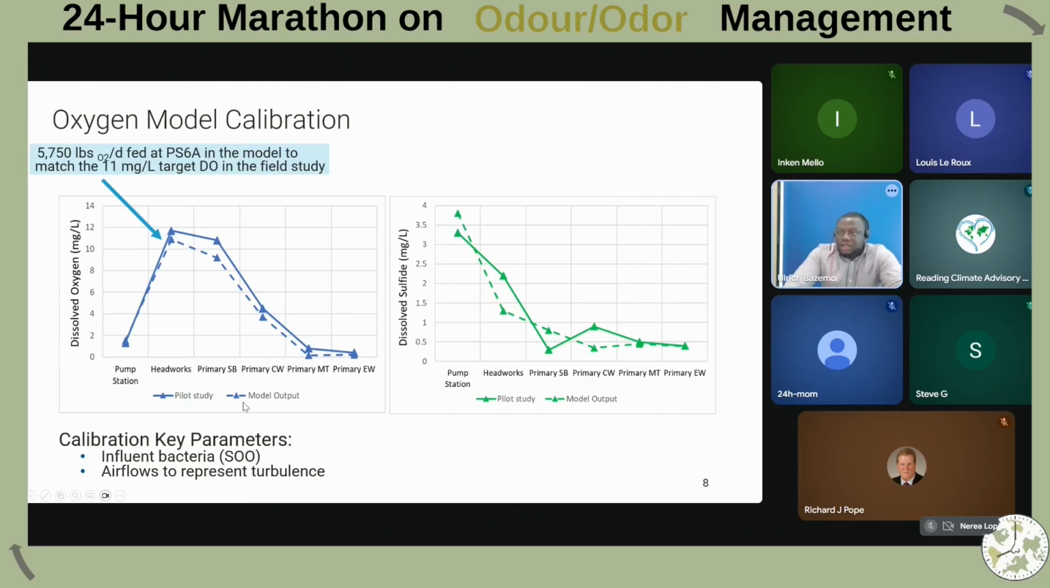So, a pretty acceptable calibration. On the right side, as we track the DO profile, we also track the dissolved sulfide profile. An important key parameter in the model calibration was the sulfur oxidizing bacteria, where we had to adjust the concentration. More importantly, because of the turbulence happening towards the plant, we had to adjust for that, and we used different airflows to represent that in our model.